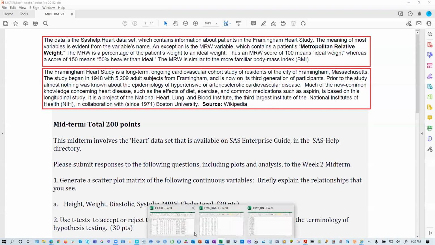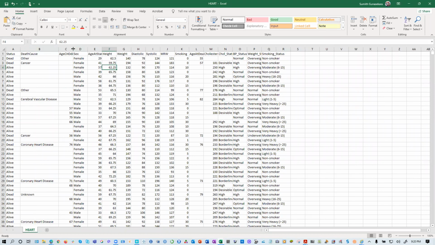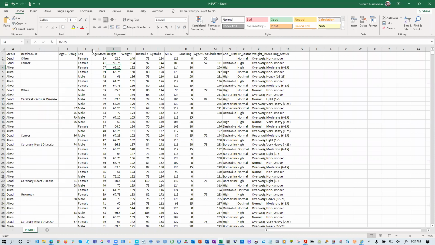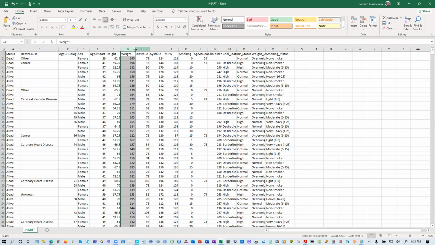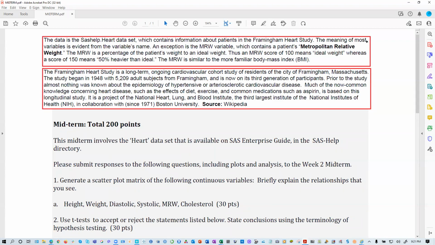So in that particular data set, you can see the heart data set. The heart data set has a status, whether the person is alive by this time. See, age, the gender, age at start, height, weight, diastolic, systolic, MRW. MRW is the one that we were describing over here. They say that the meaning of most of the variables is evident from the variable's name. An exception is the MRW variable, which contains a patient's Metropolitan Relative Weight. MRW is the percentage of the patient's weight to an ideal weight. Thus, an MRW score of 100 means ideal weight, whereas a score of 150 means 50% heavier than ideal. The MRW is similar to the more familiar body mass index. It's pretty much like BMI.